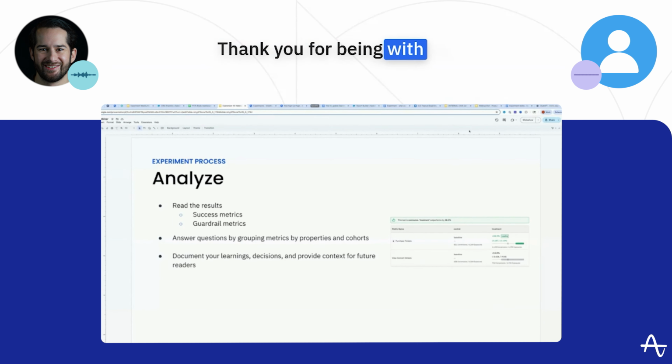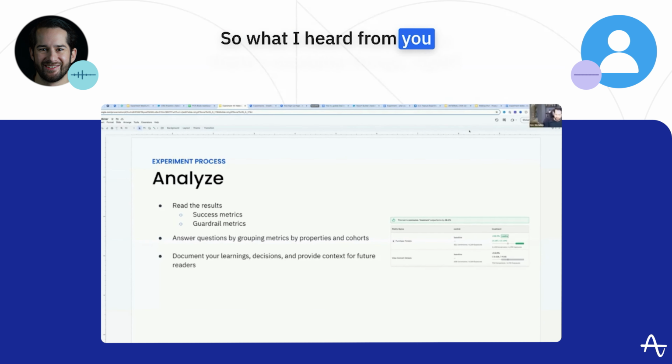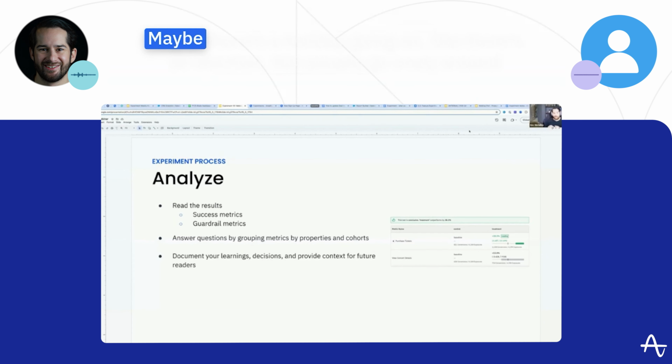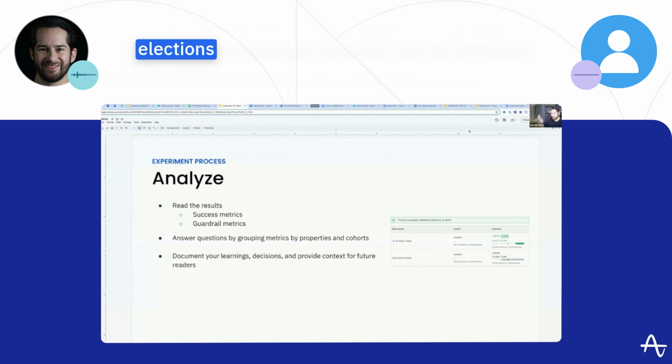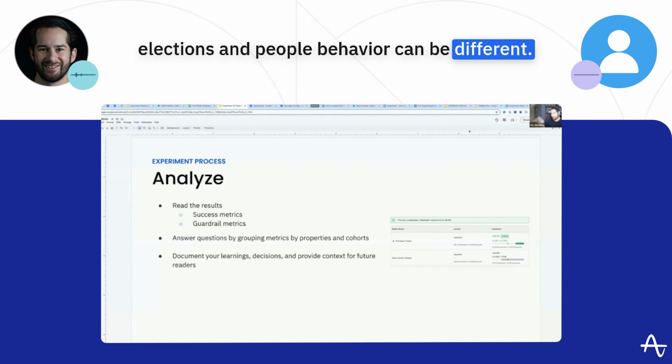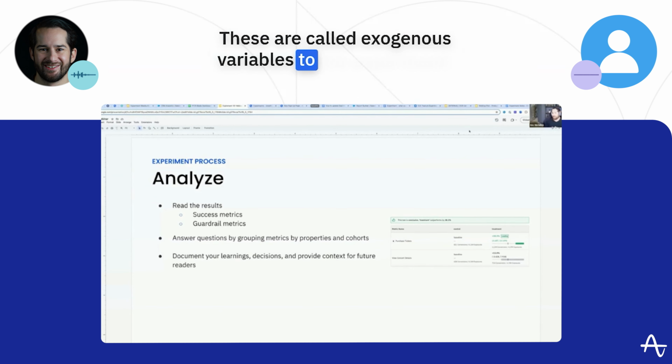I understand. Thank you for being with us. That's a great question. So what I heard from you is, there's seasonal things, right? Maybe there's a holiday going on. Or there's an election. People go crazy around elections and people's behavior can be different. These are called exogenous variables to the experiment.